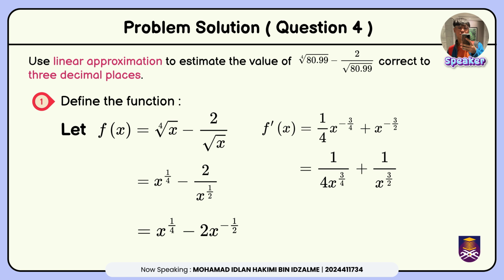The question asks you to use linear approximation to estimate the value of the fourth root of 80.99 minus 2 divided by the square root of 80.99. Firstly, we start by defining the function that matches the expression. Then we find its derivative by differentiating the function. So this is the derivative of f that we get.